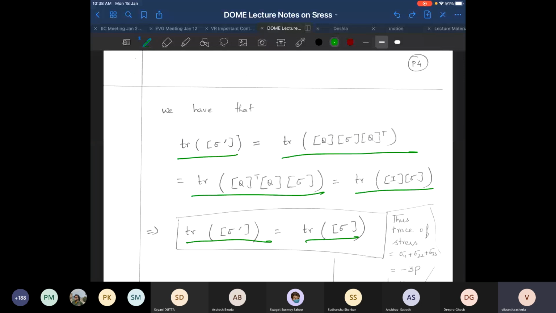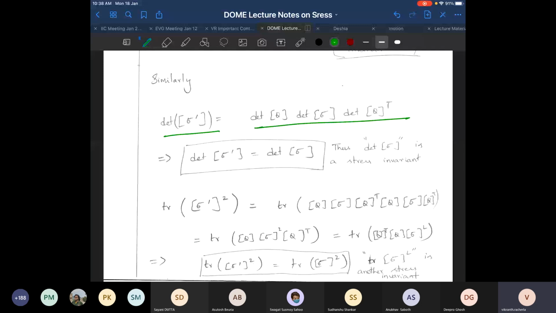Now similarly, if I take the determinant, you will see that determinant of sigma dash equals determinant of Q times determinant of sigma times determinant of Q transpose. But what is determinant of Q and determinant of Q transpose? One. So determinant of sigma dash will be equal to determinant of sigma. So determinant of sigma is also a stress invariant. We already have two stress invariants: trace is an invariant, and determinant is also an invariant.